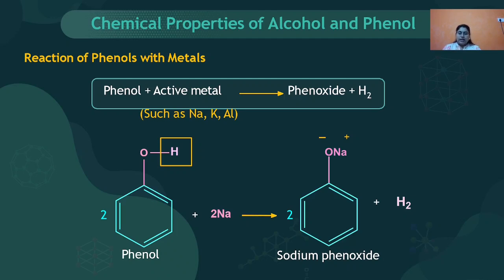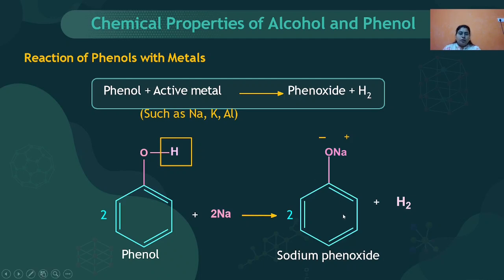Now we'll see how the reaction proceeds. Here the reactants are 2 moles of phenol treated with 2 moles of sodium. Since sodium is very active, and much more reactive than hydrogen, it tends to pull the hydrogen out of the phenol, and it occupies the place of the hydrogen in the phenol.